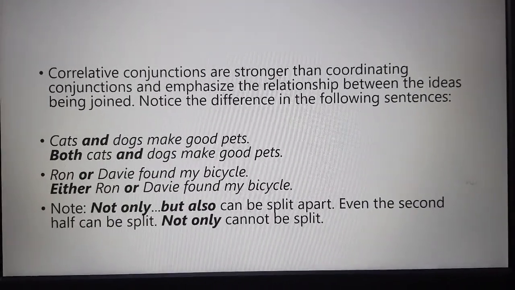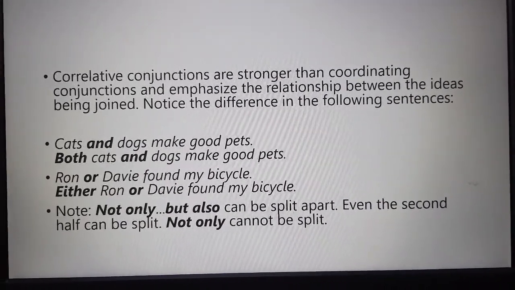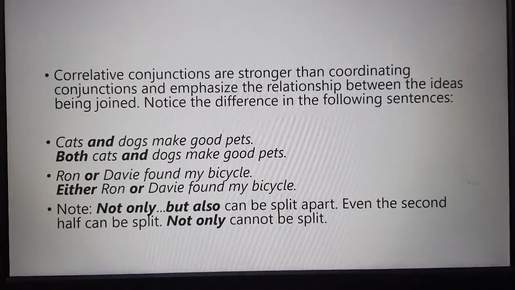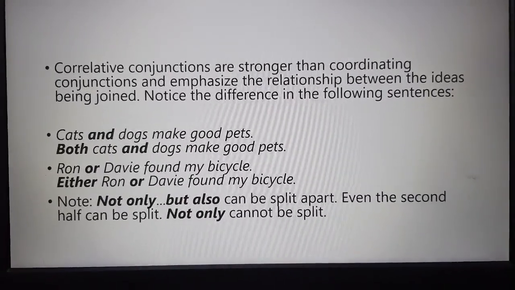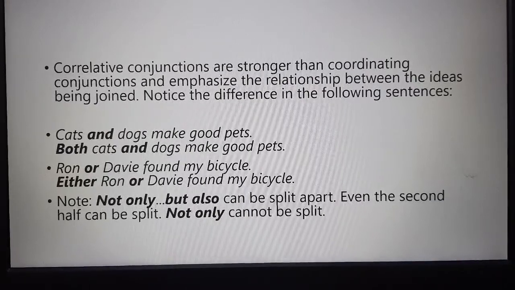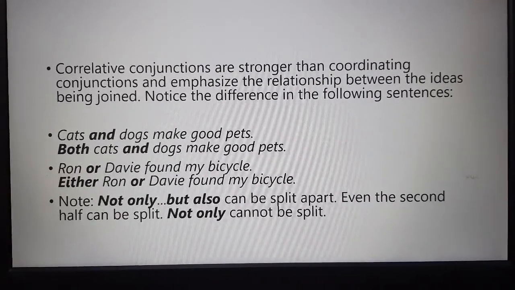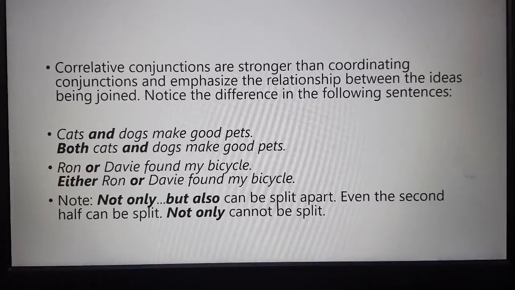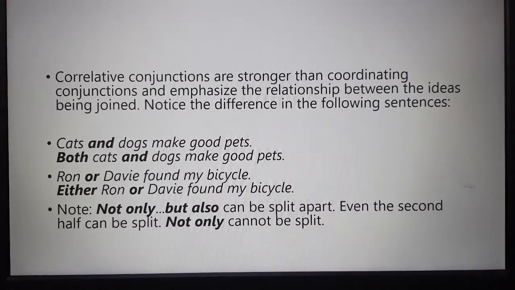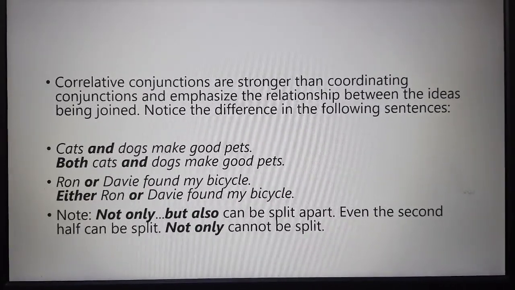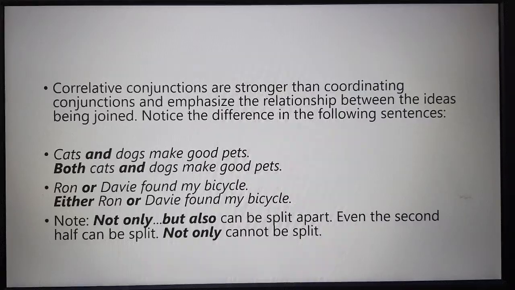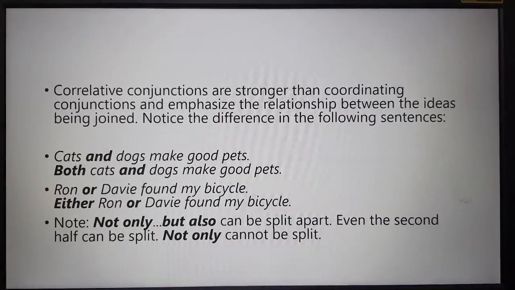Notice the difference in the following sentences. Cats and dogs make good pets. Both cats and dogs make good pets. Ron or Davy found my bicycle. Either Ron or Davy found my bicycle. Not only, but also can be split apart. Even the second half can be split. Not only cannot be split.